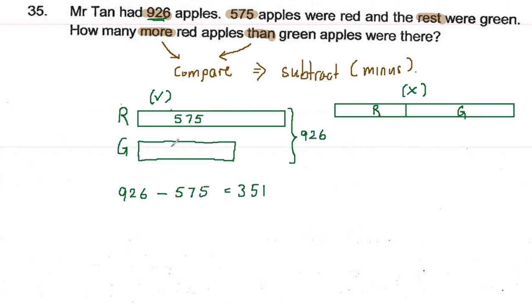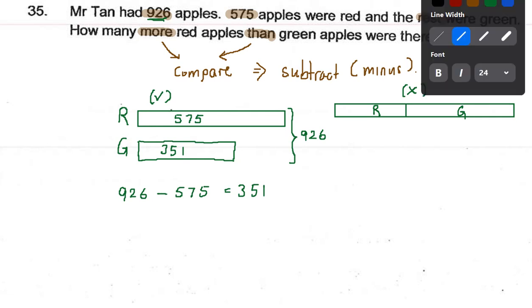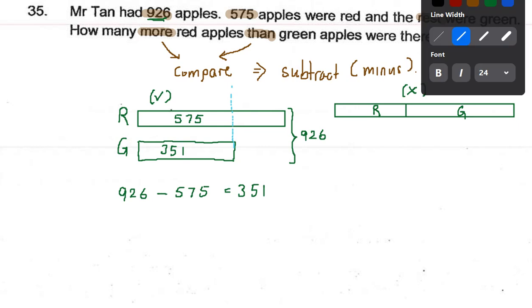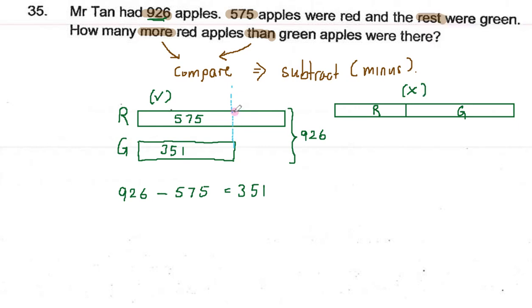Why? Because this 351 goes into the green. But what we want to find is how many more red than green. So what we need to do is draw a line here. You can see we need to draw a line here. We want to compare how much more. Jane, we are finding this pink color region. You can see? I'm shading for you. How much more? Jane, you understand?